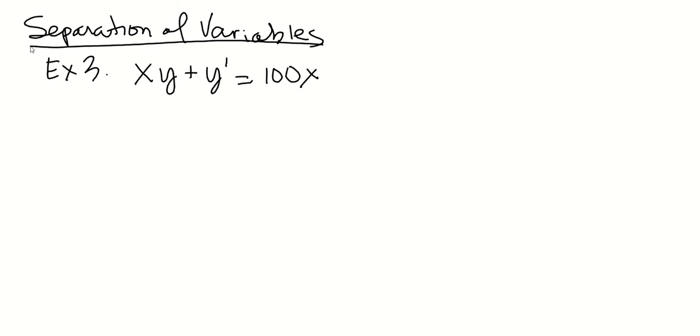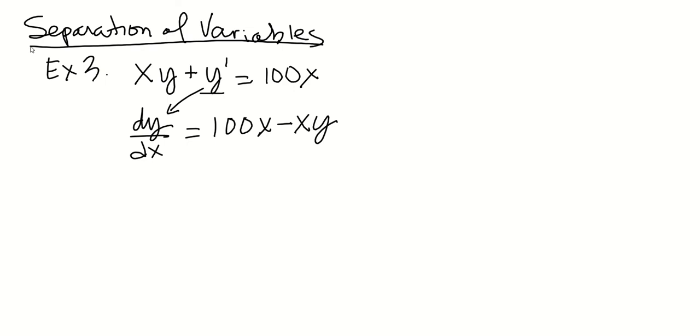So we have this equation, xy plus y prime equals 100x. It is a differential equation because it's an equation that involves the derivative of y, and we want to solve that equation. So the first thing we're going to do is get the y prime by itself, and I'm going to change that to dy/dx. So my y prime is dy/dx, and that's going to equal 100x minus my xy term.